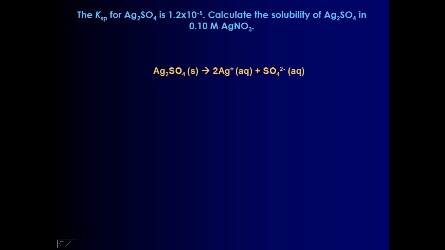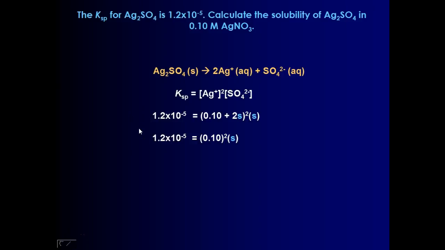Two silvers would be formed from one sulfate. Our KSP expression is still going to be silver ions squared times sulfate ions, but rather than allowing silver to represent 2s, we're going to say the value of 2 times s is much, much smaller than 0.1 molar. And the reason why we're able to say that, again, is that if I was going to take the square root of 0.1, that would still be lots bigger than 1.2 times 10 to the negative fifth.